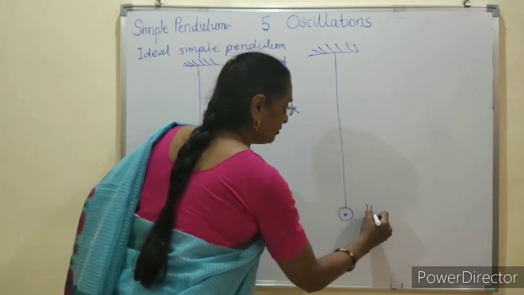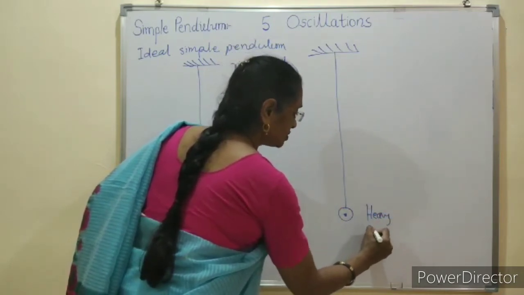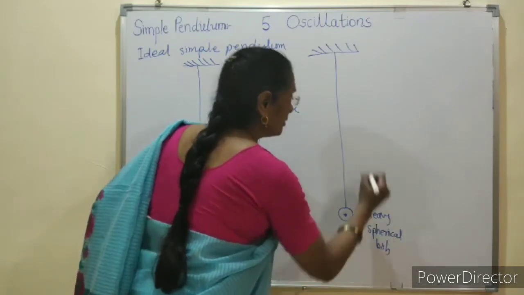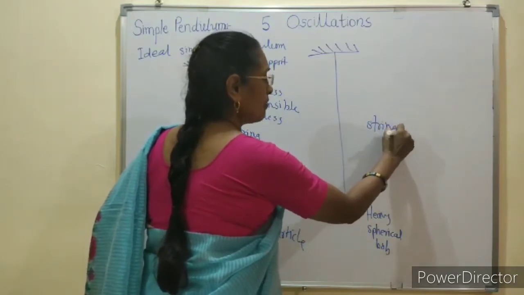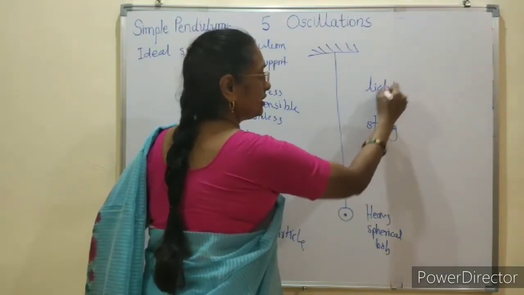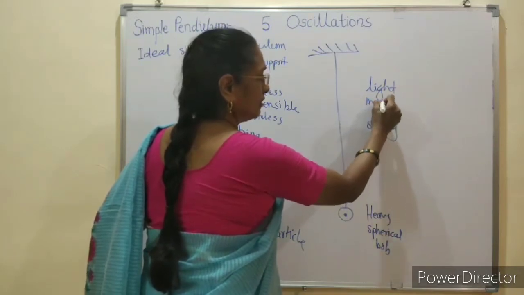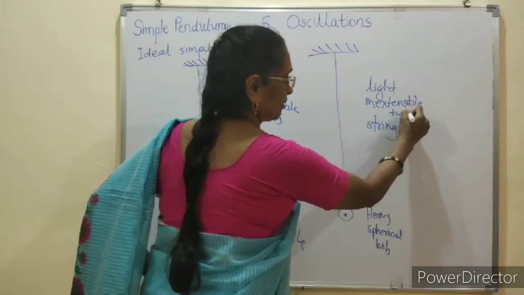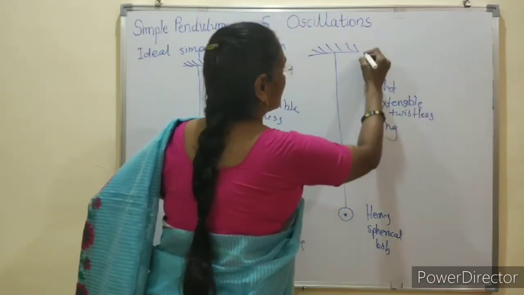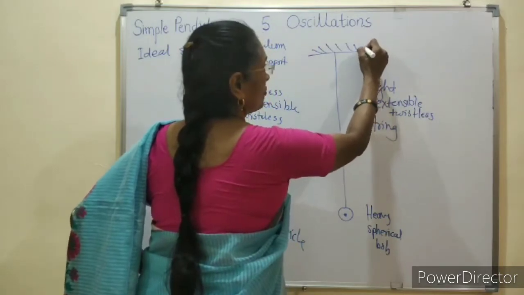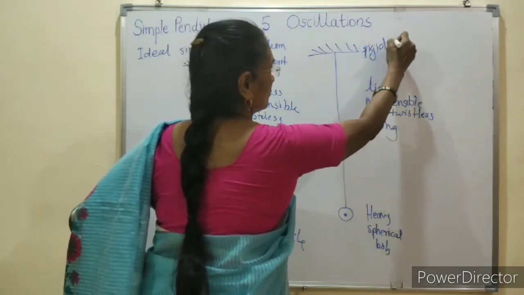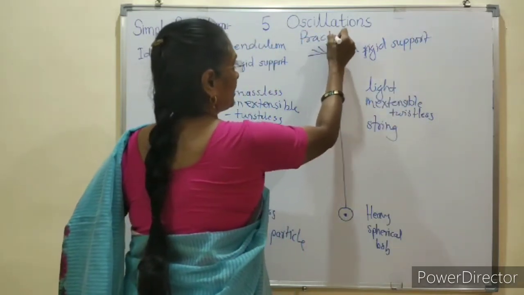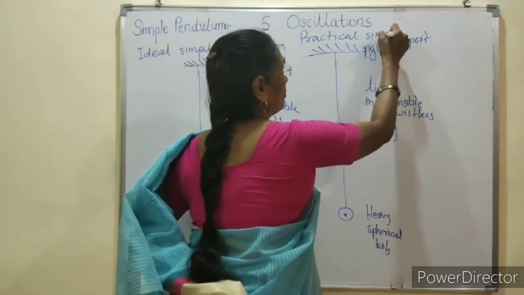as heavy bob, heavy spherical bob, or simply spherical bob suspended by means of light, inextensible, twistless string and suspended from a rigid support. Then this system is called as practical simple pendulum.